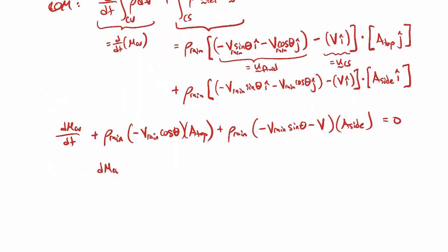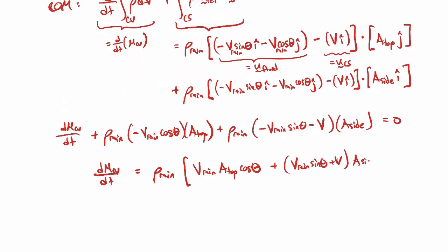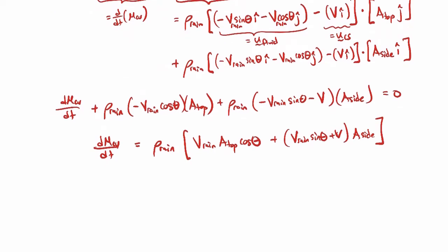I'm going to just keep the time rate of change of mass in the control volume on one side. I'm going to bring the mass flow rate terms to the right-hand side. I'll pull the density of the rain outside since it shows up in both of those terms. And then I'll have v rain A top cosine theta. That's this term. It's positive because I'm bringing it to the right-hand side. And then I'll have plus v rain sine theta plus v times the area of the side. So that's this term. The negatives become positives because I'm bringing it over to the right-hand side. So this is what we now have. All right, so far so good.